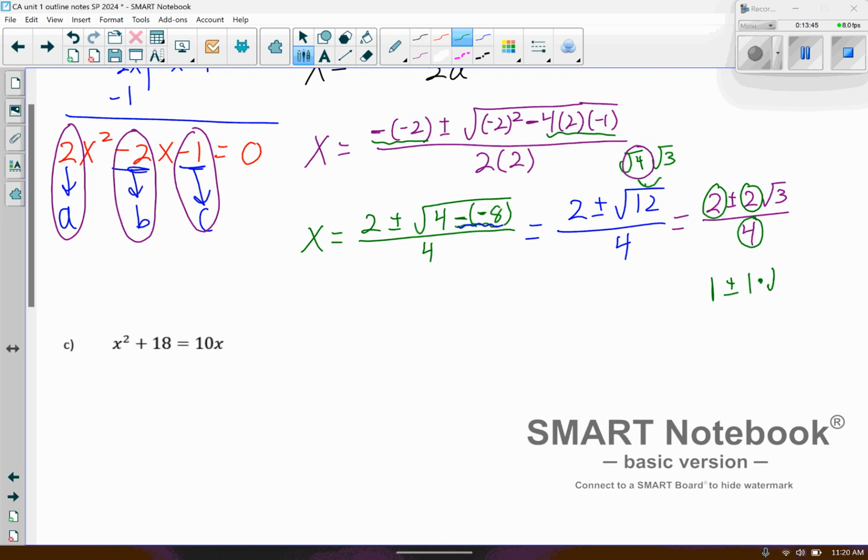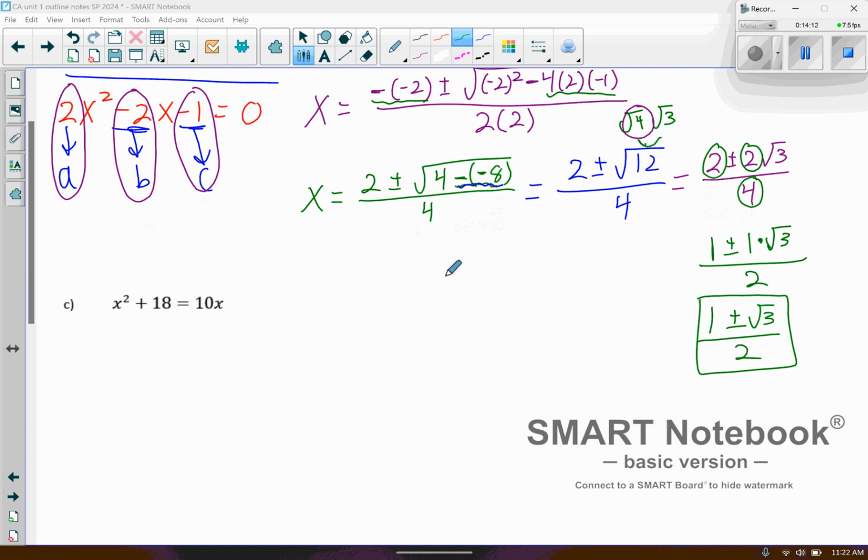Then you still have the times square root of 3. Don't want to forget about that. And then 4 divided by 2 is 2. And this answer is fine. This is a good answer. But typically, we don't include that 1 right there. It's kind of understood. So typically, we'll just write it as 1 plus or minus the square root of 3 over 2 like this. Either way is fine, but technically, this will be the preferred way of writing it.